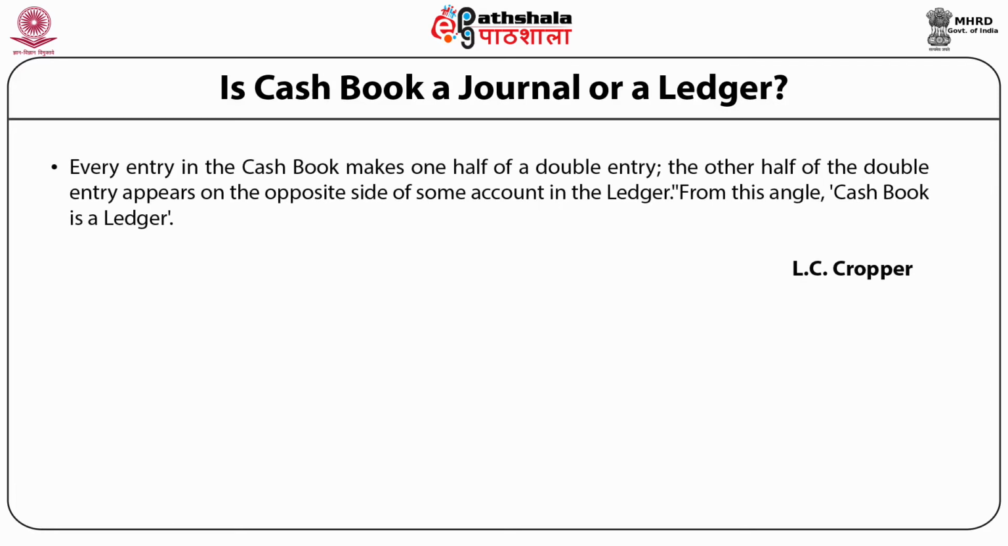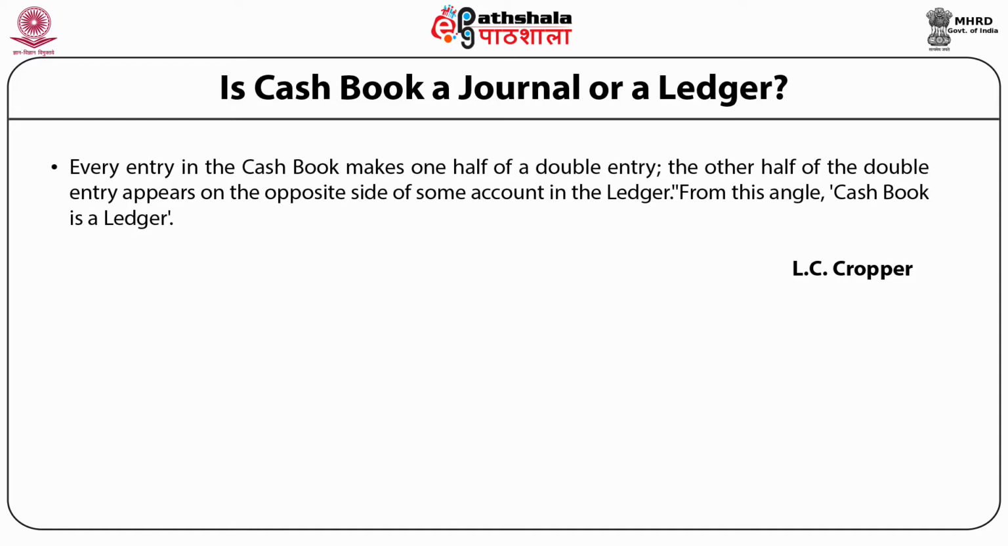L.C. Cropper remarked, "Every entry in the cash book makes one half of a double entry. The other half of the double entry appears on the opposite side of some account in the ledger. From this angle, cash book is a ledger."